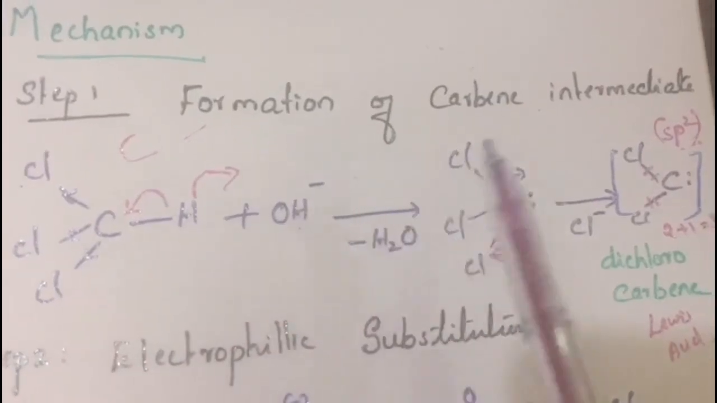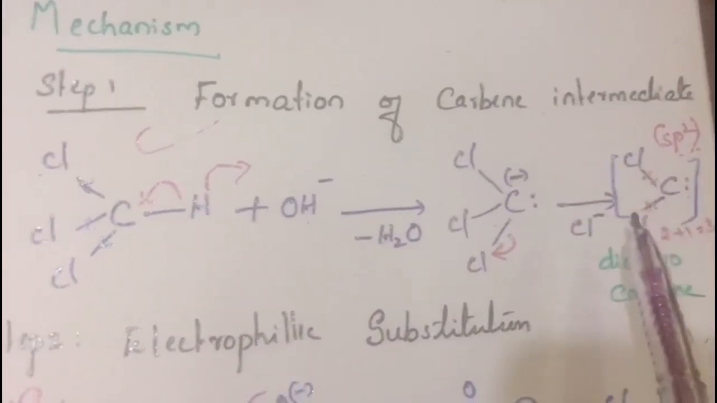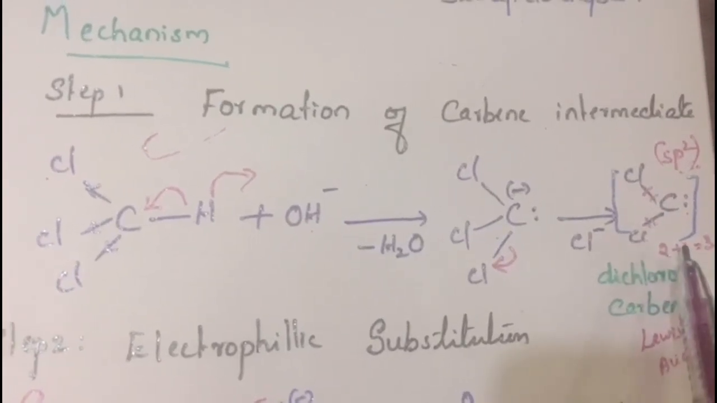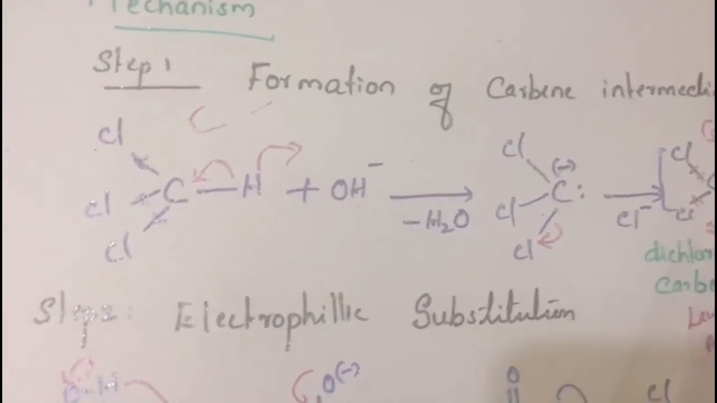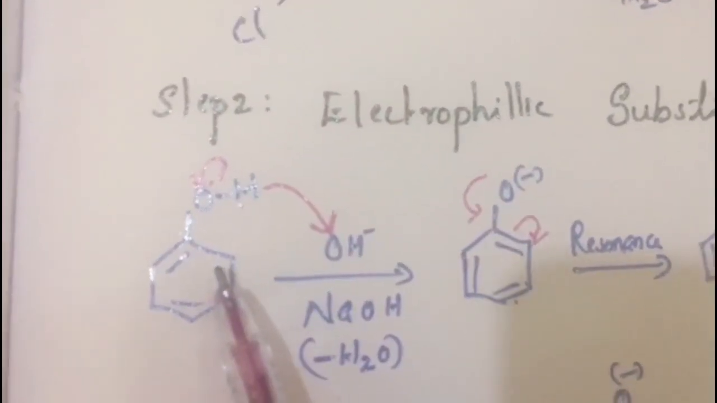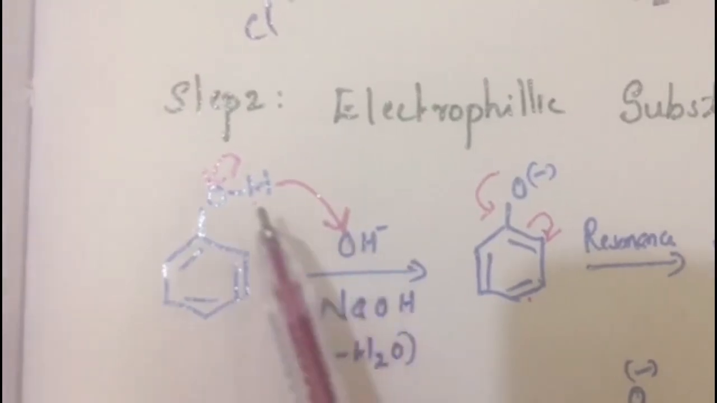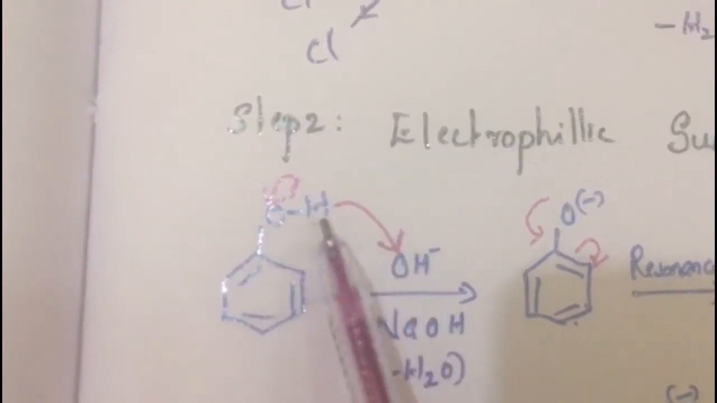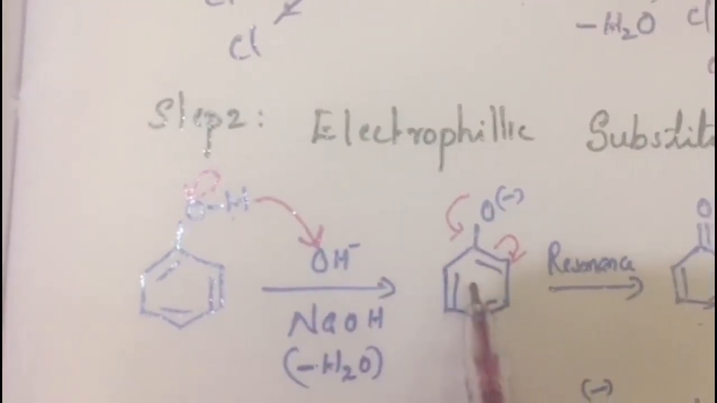Step 1 is formation of the carbene intermediate. Here the carbene intermediate is dichlorocarbene, CCl2, with 6 electrons, and it is electron deficient and a Lewis acid. Step 2 is electrophilic substitution. In the electrophilic substitution, first phenol is treated with sodium hydroxide, and phenol is weakly acidic. It will lose an H plus ion and OH minus will combine with the H plus ion. It will form the phenoxide ion.